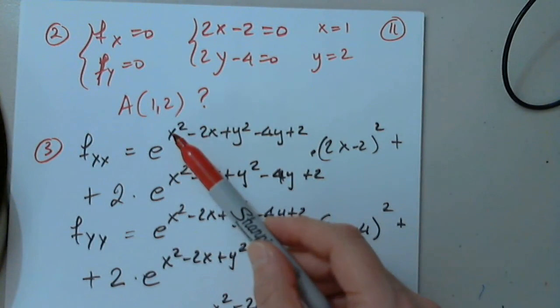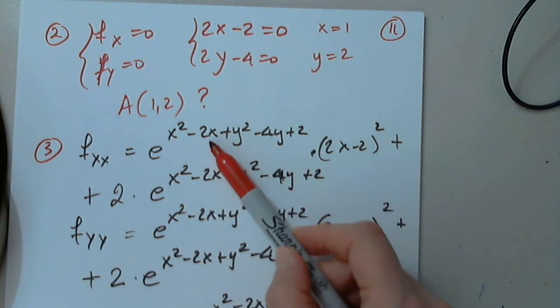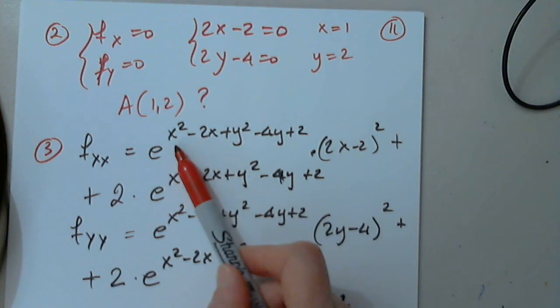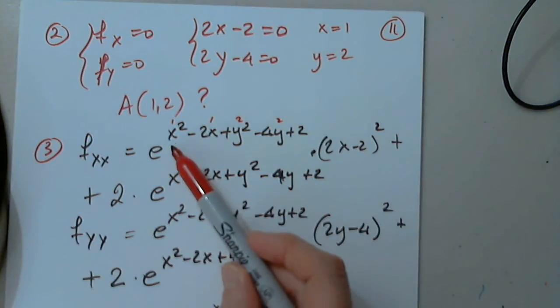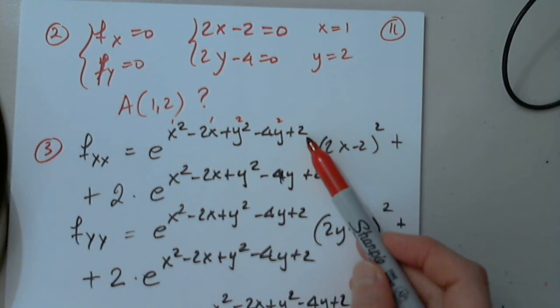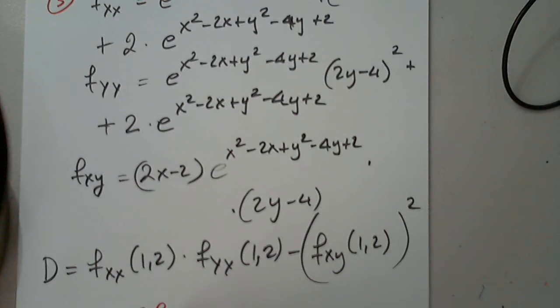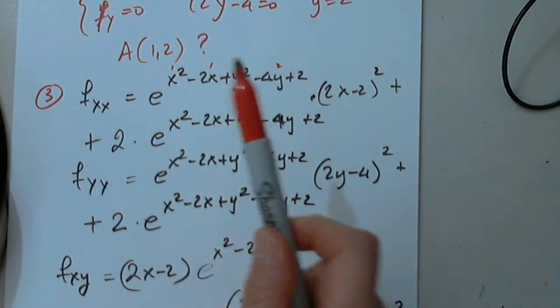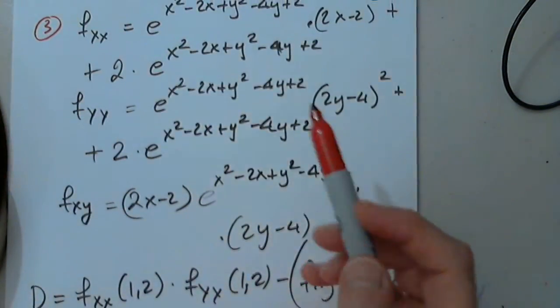e to, this is 1. 1 minus 2 is negative 1. I'm plugging in (1, 2): 1 here, 1 here, 2 here, 2 here. So 1, 1, 2, 2. So 1 minus 2 is negative 1, but negative 1 plus 4 will be 3. 3 plus 2 will be 5. 5 minus 4 will be 1. So e to the first power times 2 times 1 is 2. 2 minus 2 is 0. Okay, awesome.